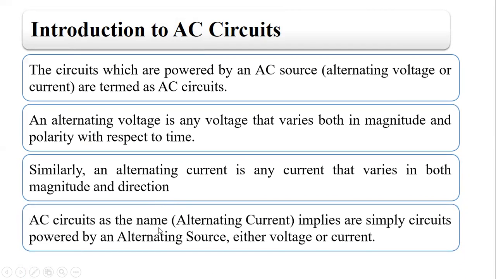AC circuits, as the name implies, are those circuits which are powered by alternating sources. When we say powered by alternating sources, we mean those circuits which are run or operated through AC sources, alternating current or alternating voltage.